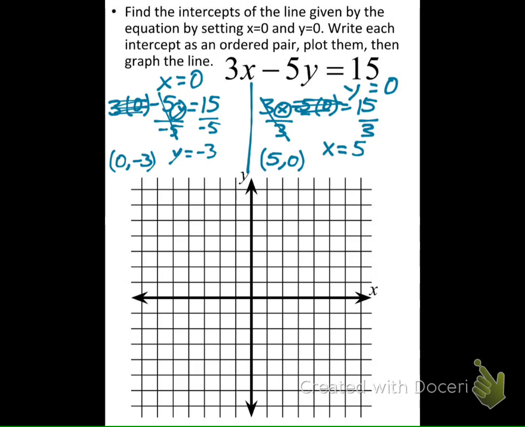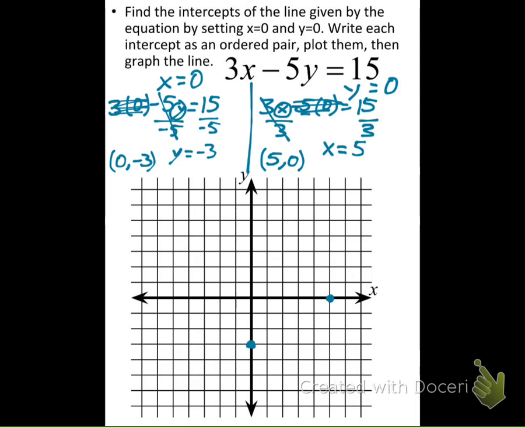So first I'm going to plot 0, negative 3. I'm going to start at the origin and go straight down because x is 0, so I don't go left or right. Straight down 3. Then for 5, 0, you go to the right from the origin. How many? 5, yep. Because our x value is 5. So it goes right there. And then we have our x and y intercept.